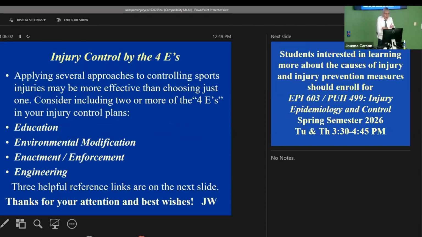So we're almost done. The 4 E's. So it turns out to be 4 E words or phrases. Sports injuries, like any other kind of injuries, usually, maybe causes are multifactorial, a lot of ingredients. The 4 E's seem to be something to keep in mind.